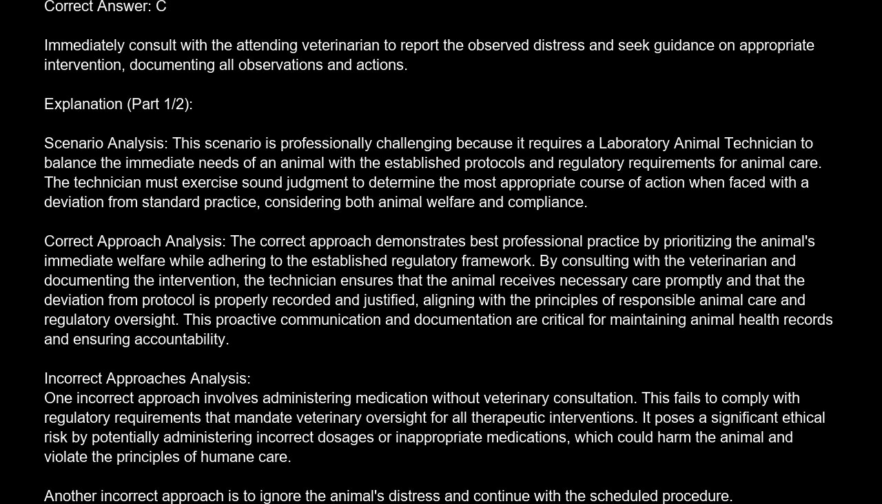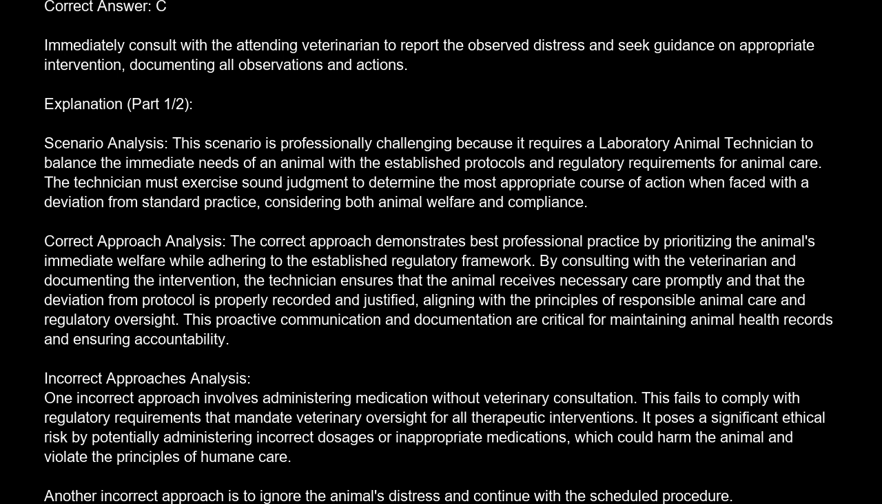Correct approach analysis. The correct approach demonstrates best professional practice by prioritizing the animal's immediate welfare while adhering to the established regulatory framework. By consulting with the veterinarian and documenting the intervention, the technician ensures that the animal receives necessary care promptly and that the deviation from protocol is properly recorded and justified, aligning with the principles of responsible animal care and regulatory oversight. This proactive communication and documentation are critical for maintaining animal health records and ensuring accountability.